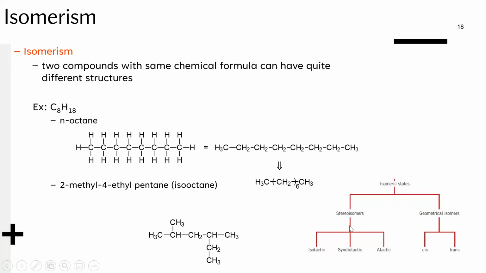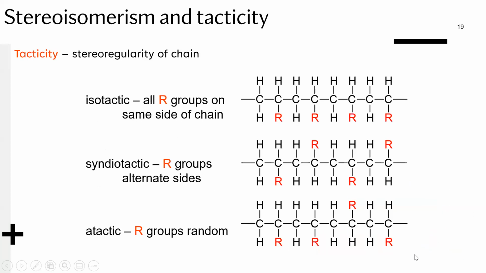And I just want to do a classification before we look further into these isomers. Isomers can be stereoisomers or geometrical isomers. And this is what I'm going to talk about in the next few slides, how these two differ. And each of these has its own subcategories, which we will cover briefly. So first, let's talk about stereoisomers.